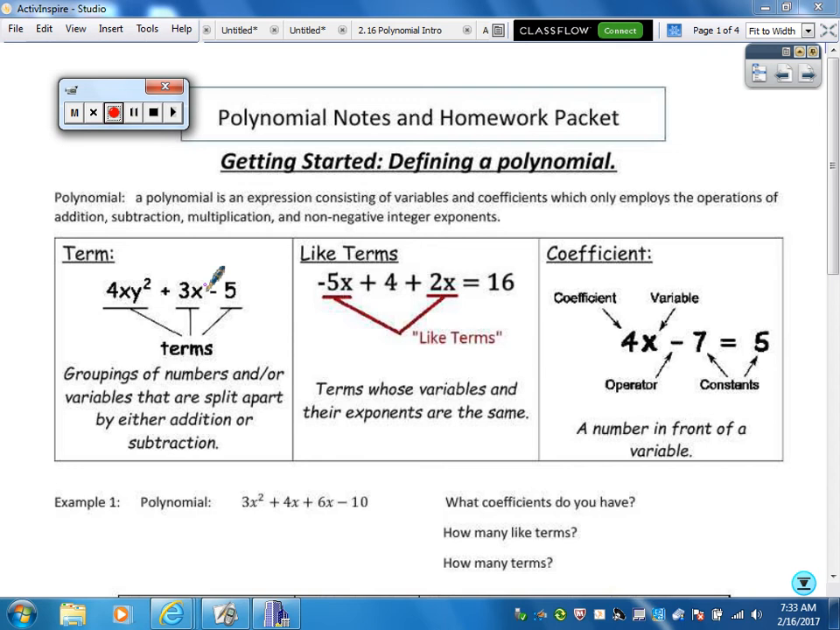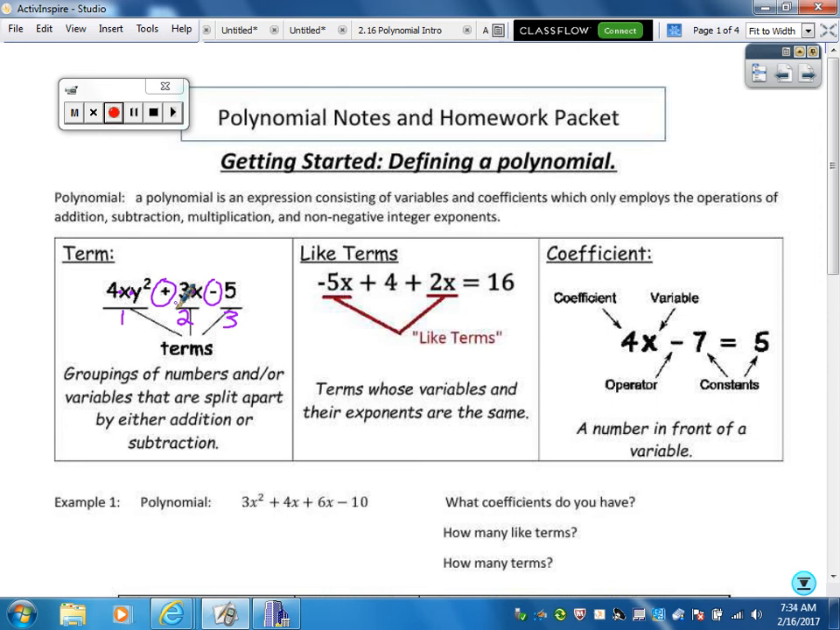A polynomial is an expression consisting of variables and coefficients, which only uses addition, subtraction, and multiplication. It also has exponents in there because they are multiplication. So look at this. We have 1, 2, 3 terms here, and I know those are separate terms because they are separated by addition or subtraction. In a term, you can have multiple things that are glued together with multiplication. But again, addition and subtraction are the thing that breaks them apart.